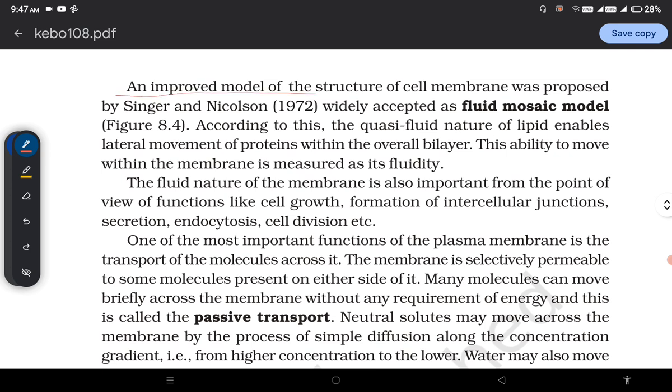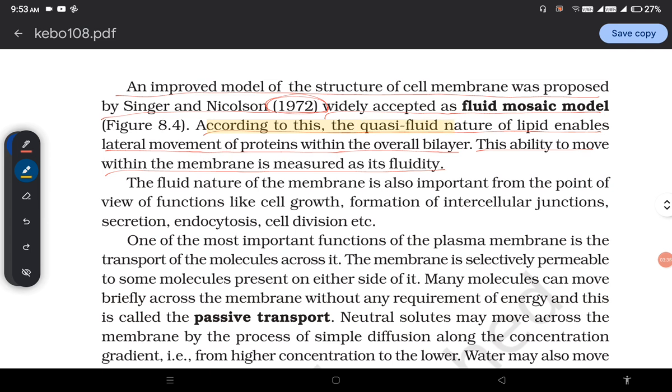An improved model of the structure of the cell membrane was proposed by Singer and Nicolson in 1972, widely accepted as the fluid mosaic model. According to this, the quasi-fluid nature of the lipid enables the lateral movement of protein within the overall bilayer. This ability to move within the membrane is a measure of its fluidity.